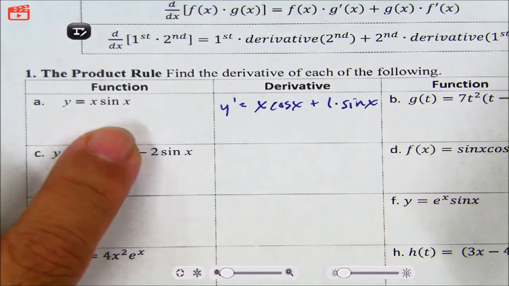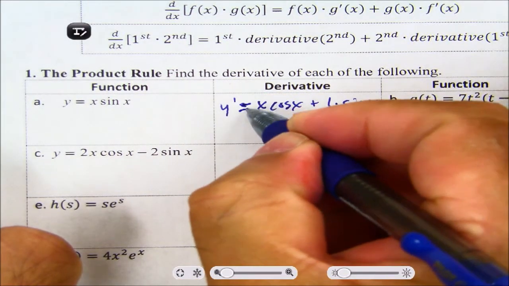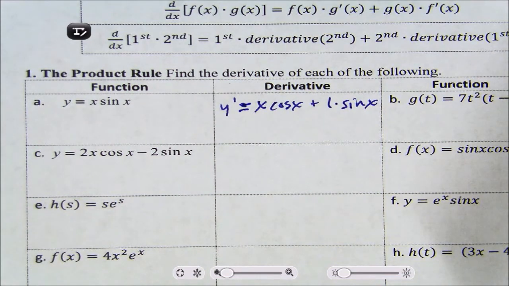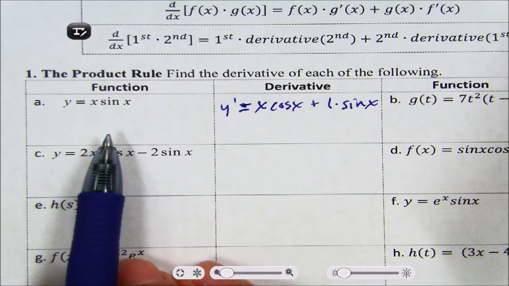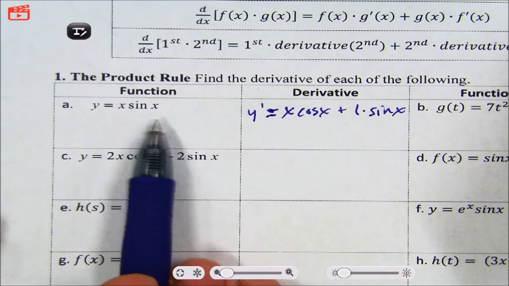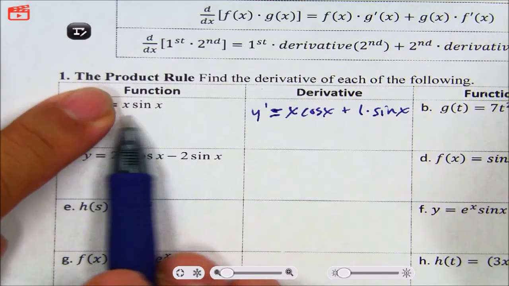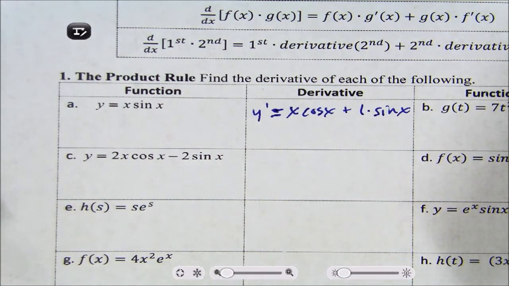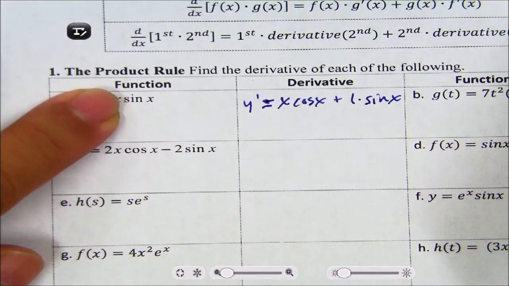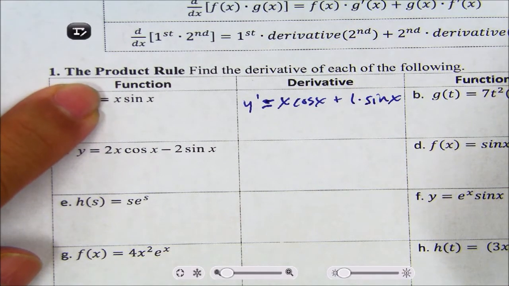Equal sign. Wait, so we're finding the derivative, but what does the product rule do? What does that help us find? You take the derivative of products. A product is when you have two things being multiplied together. So you have x times sine x. You don't have a rule for finding the derivative of x sine x without the product rule. You have a rule for finding the derivative of x. You have a rule for finding the derivative of sine x. But you don't have a rule for x times sine x without the product rule.